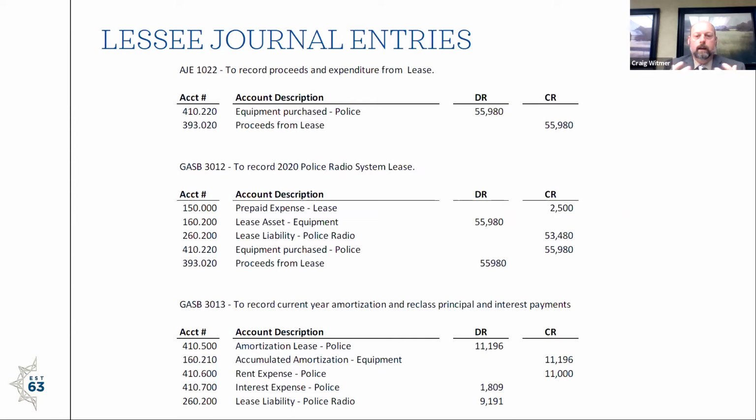Then subsequently, again, the amortization of the lease asset, taking that rent expense, crediting it, and converting that to a reduction of the liability and interest expense. Just going through those relatively quickly.